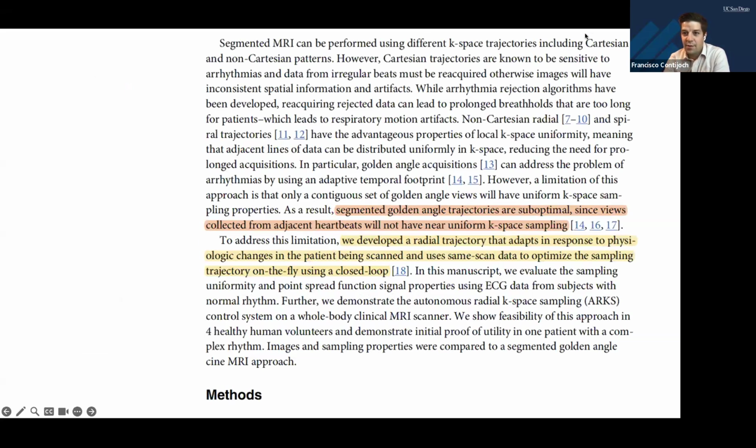Right, so basically here, pulling from the introduction, segmented golden trajectories can be suboptimal in terms of their uniformity, because once you start having gaps or taking subsegments of them, you're not guaranteed to have any of the uniform properties. And so we wanted to do this on the fly in a closed loop, meaning the system kind of controls itself.